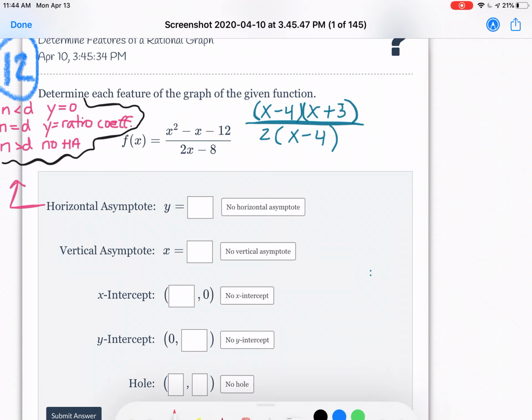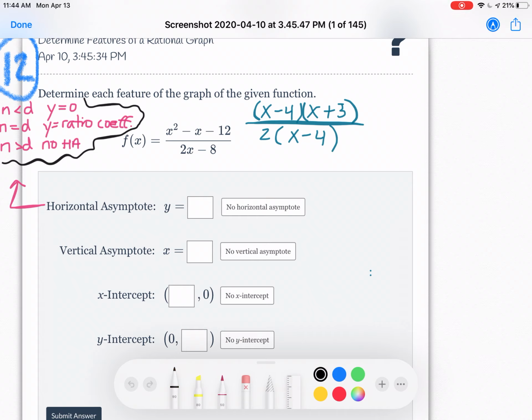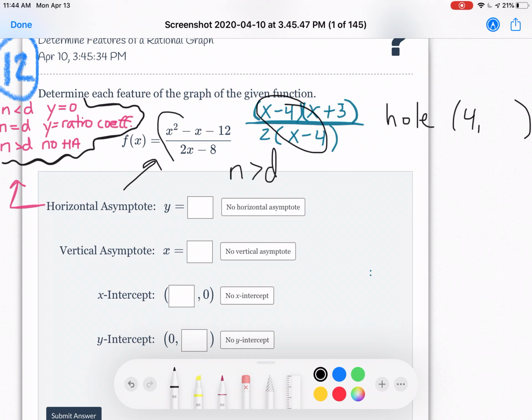Okay, so I started the question, and I factored the top, factored the bottom. I just happened to notice right here that we have a hole. And the hole is at 4 comma something. Okay, we'll do that in a second. Let's do the horizontal asymptote first, though. Okay, so what do we have happening here? We have N is greater than D, right, if I compare these two. So no horizontal asymptote. So whatever you have to do here, I think you guys click it or something.